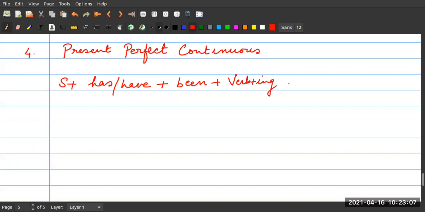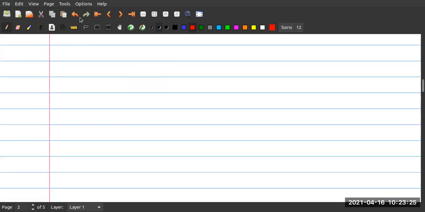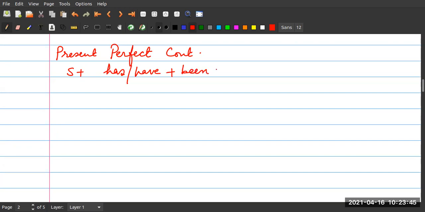In this present perfect continuous, you also use since or for, plus time expression. Okay. So, present perfect continuous. What is the structure? Subject plus has or have plus been plus verb plus ing plus object. Object of course is optional. As I told you, you can have a sentence without object also.